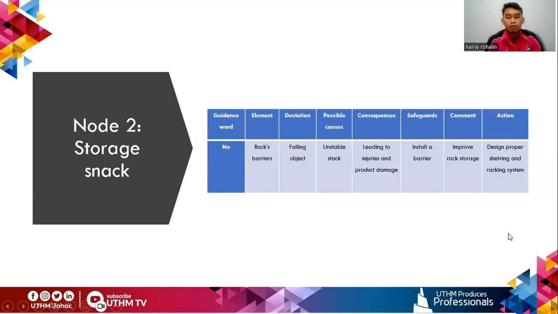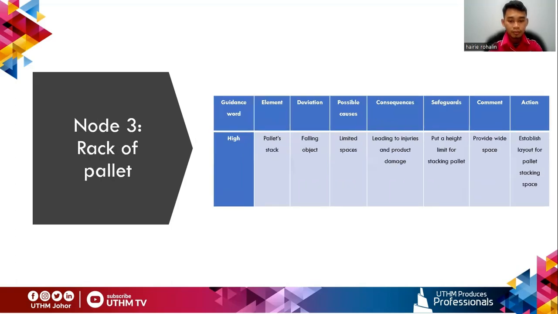For note 2, storage snack. The element for this hazard is no rack barrier. The deviation is falling object, the possible cause is an unstable state, and the consequence is injuries and product damage. For the action, we can design a proper shelving and racking system.